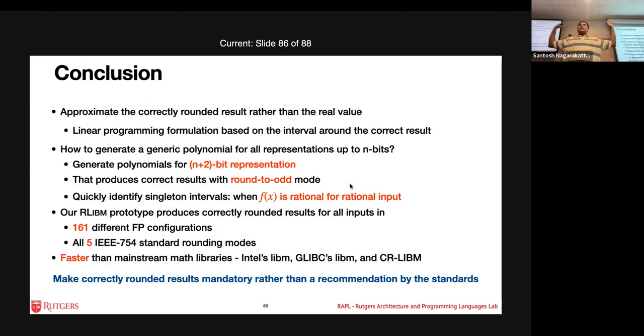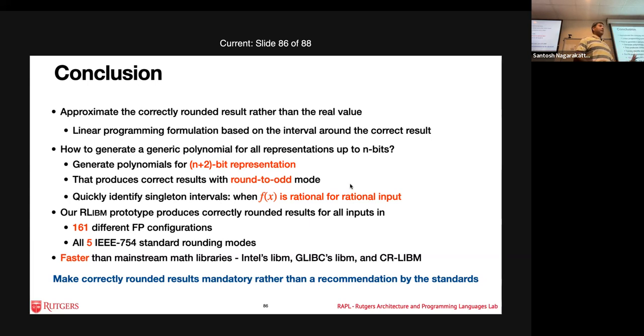Okay. So what are the key things I want you to take away? 1, if you're developing correctly rounded implementations, directly approximate the correctly rounded result. There is a set of real values around the correctly rounded result. That is your freedom, and you can frame an LP problem, and that gives you a lot of freedom to generate really efficient implementations. And if you want a single polynomial approximation that works for multiple representations, design a correctly rounded result for a representation with 2 additional bits with a round to odd result, and that magically produces correct results.